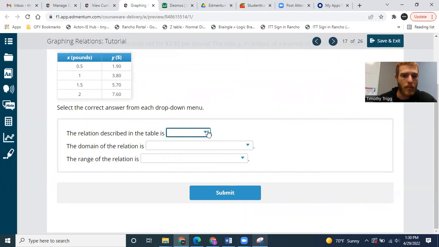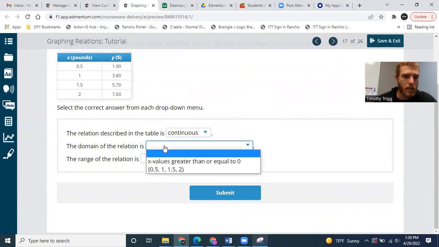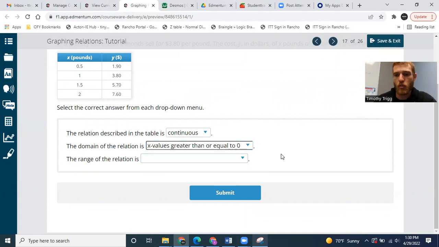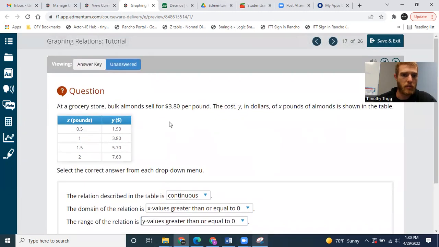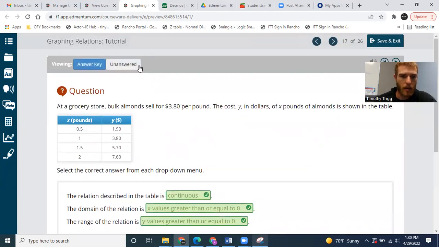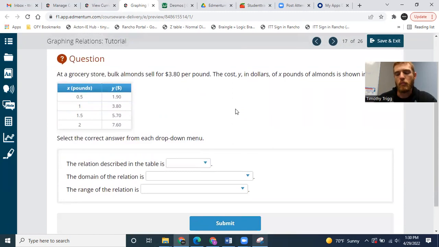I think what they want is continuous here, or is it discrete? This is a tricky one. The domain of the relation is x value is greater than or equal to 0. And the range, y value is greater than or equal to 0. Let's see. Yeah, okay. Now, what do these things mean?